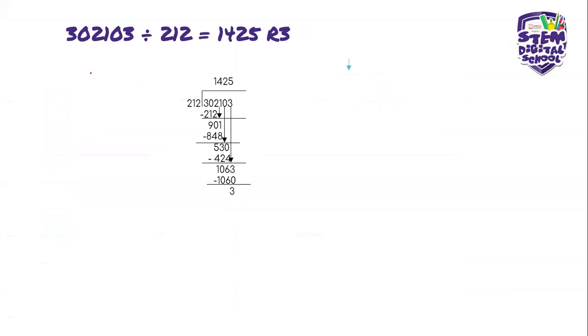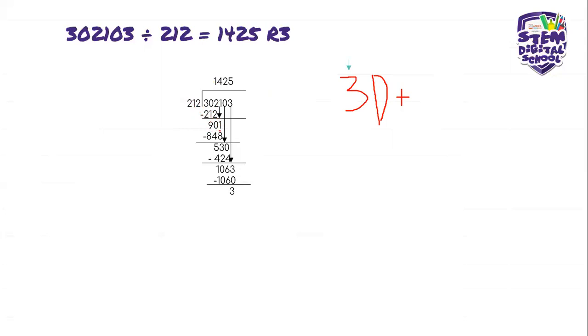So we start. 302,000. It's 3 digits. So I know that since it's 3 digits, I'm only going to divide into 3 digits and more. So 212 into 302. 212 into 302 goes one time. 1 times 212 is 212. 302 minus 212 is 90. I bring down the 1.